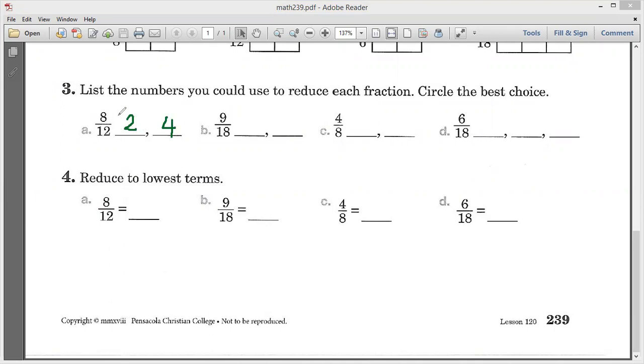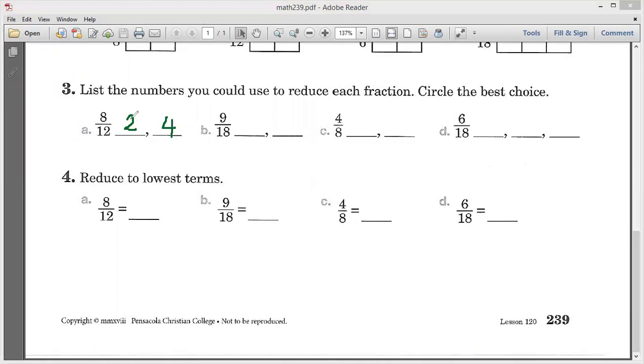Now 1 is common, all right, but if you use 1 to divide 8 and 12, then no reducing would actually take place. If you divide 8 and 12 by 1, you are going to end up with the same number, right? The same fraction. So we will start with the common factor after 1, and based on what we did, our common factors were 2 and 4. Now the question is, which is the best choice?